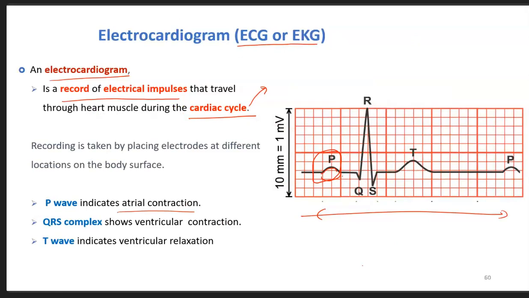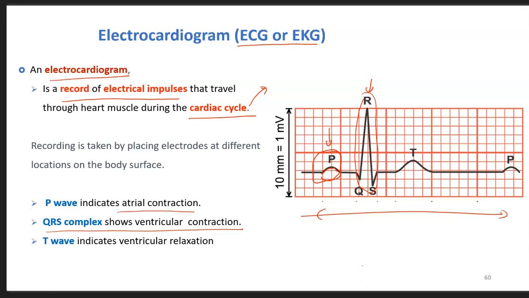After the atria contract, next is ventricular contraction, which is the QRS. As you can see, the value is higher because the contraction of the ventricle generates more electrical impulse, obviously, because the wall is much bigger compared to the atrium. So the QRS complex shows ventricular contraction. You have to know each of these waves, the P wave and the QRS complex, and what happens.